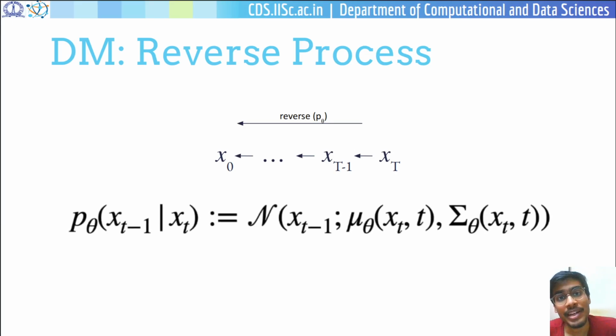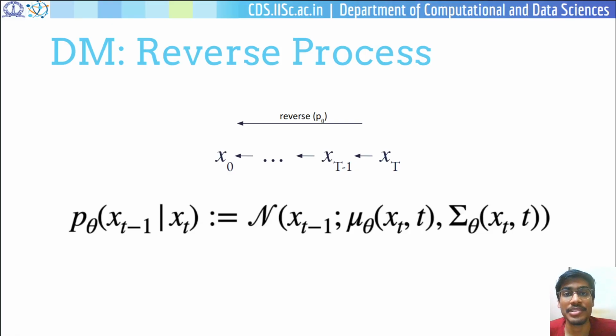Aside from the sample at time t, the model also takes t as input to account for the forward process variance schedule, as we can see here. Different time steps are associated with different noise levels, and the model can learn to undo these individually.